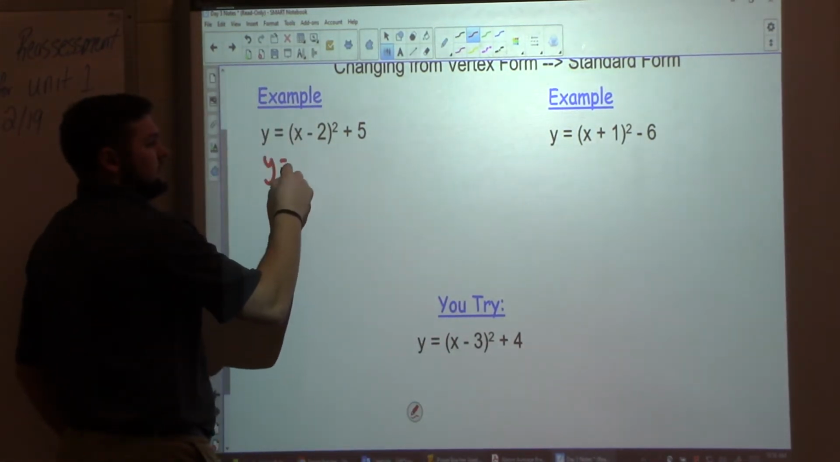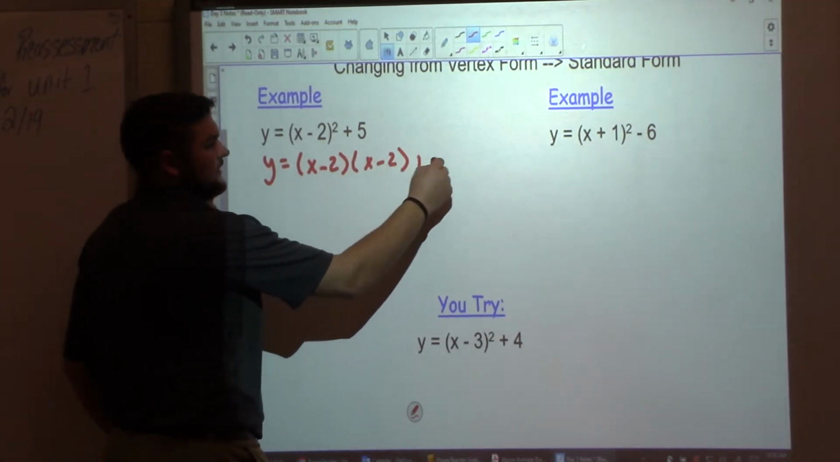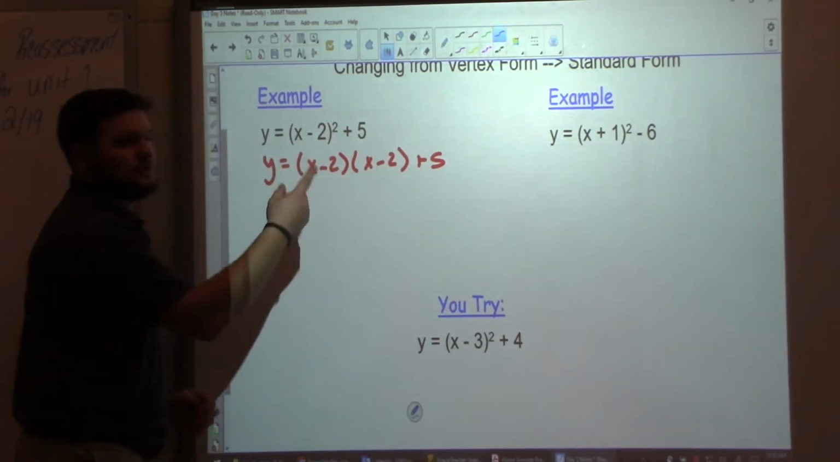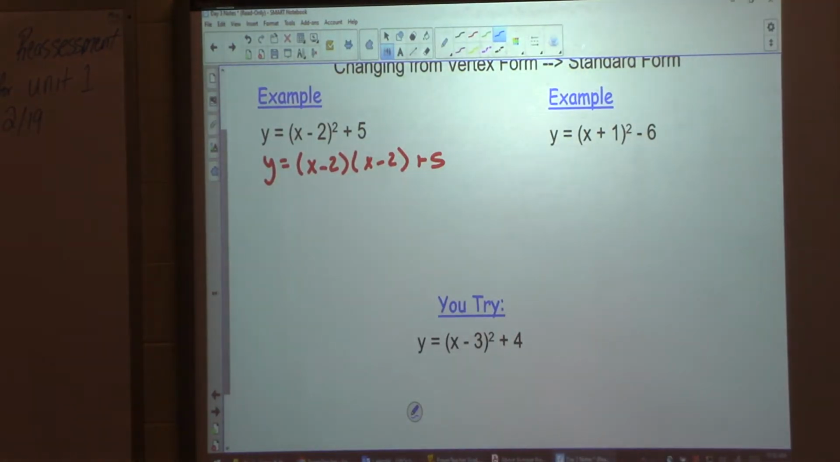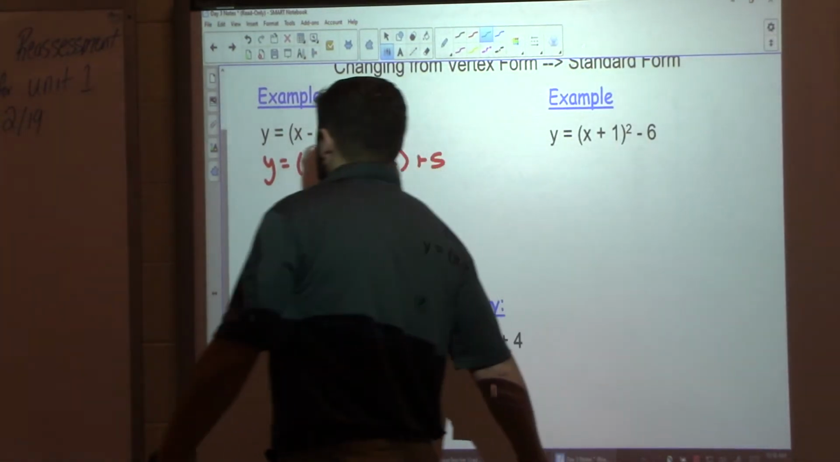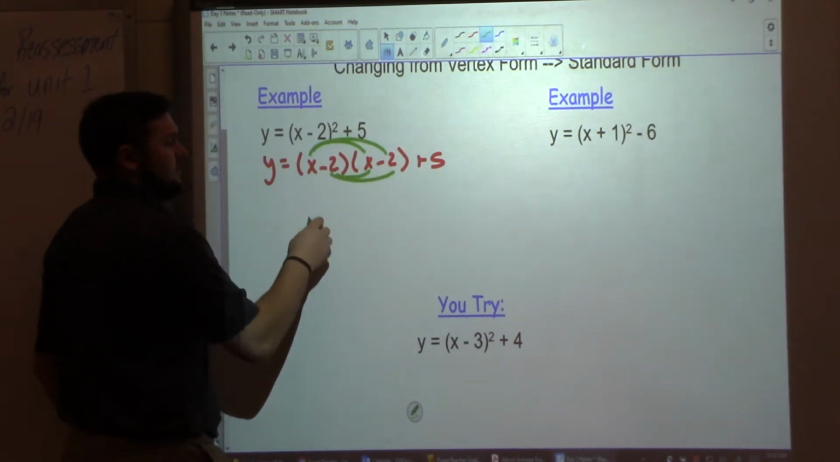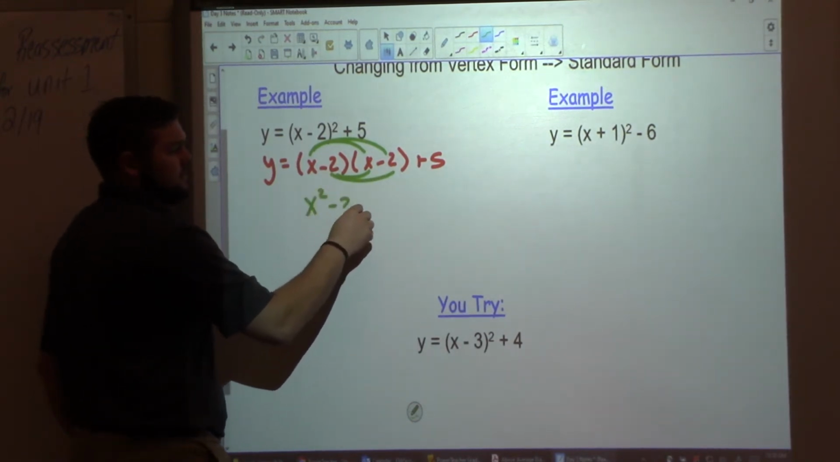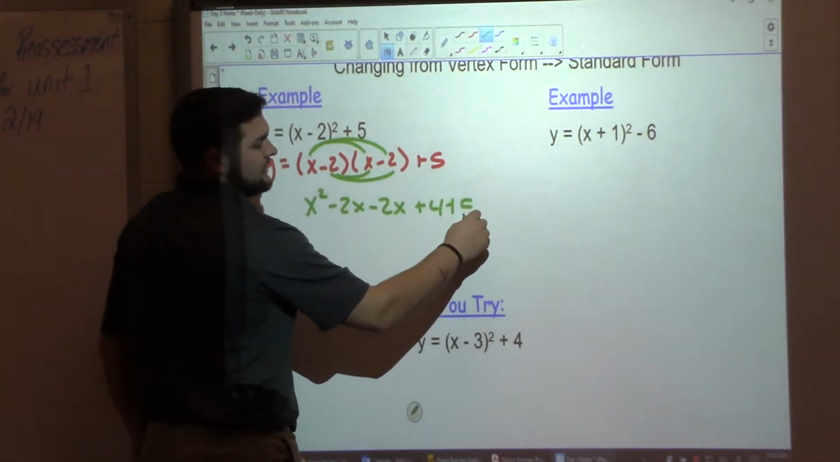is rewrite this. If I square something, that means I'm multiplying it by itself, right? So I can write x minus 2 squared as x minus 2 times x minus 2, right? Okay, what do you think I should do with that? Foil. Let's do that. Foil: first, outside, inside, last. x squared minus 2x minus 2x plus 4 plus 5.